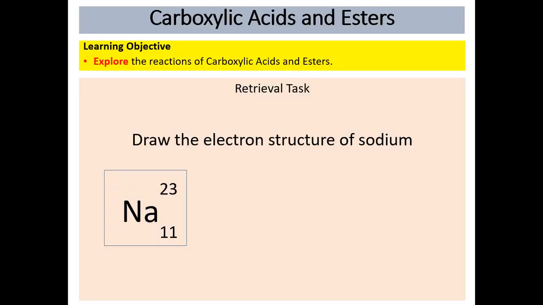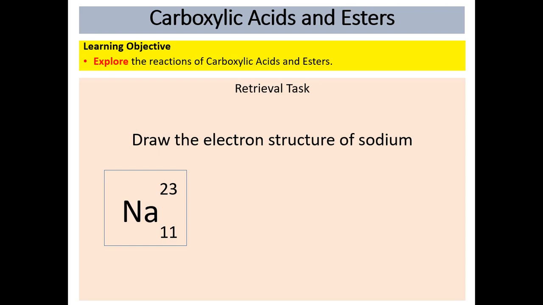Okay, so let's check our answers. So first of all, we should hopefully all be aware that the bottom number, or the smaller of the two numbers, is the number of electrons. It's also the same as the number of protons in an atom. So we've got 11 protons and 11 electrons. So we're going to draw the electron diagram.